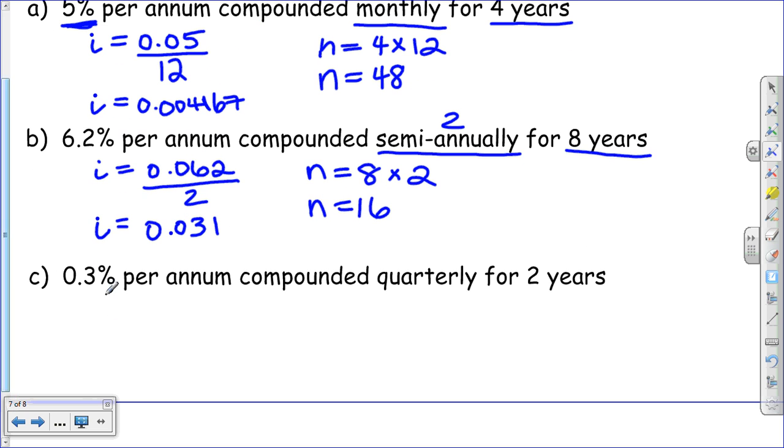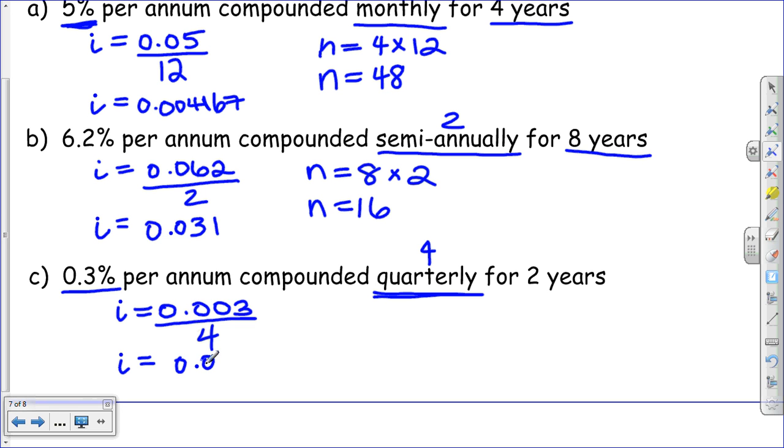And the last one, 0.3%. Be careful here, because when you divide by 100, it's a very small number, and that's okay. So you get 0.003 divided by what? Our compounding period is quarterly, which means 4 times a year. So you divide by 4. And we get 0.00075. And N is going to be the number of years, which is 2, multiplied by the compounding period, which is 4. So our N value is going to be 8.